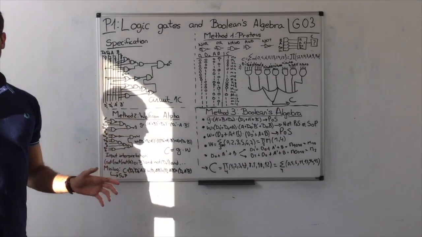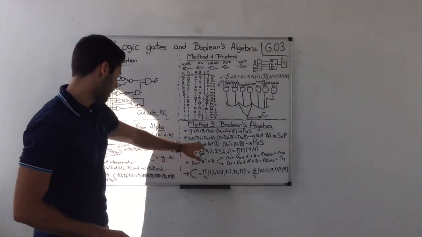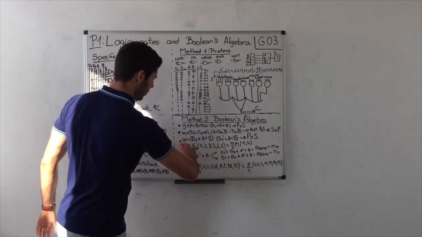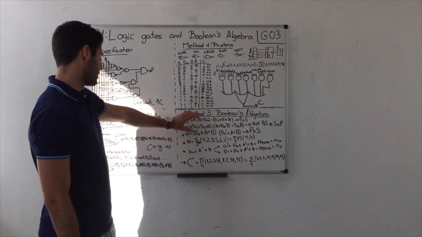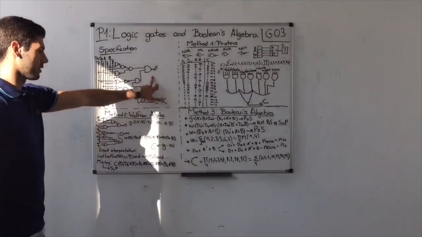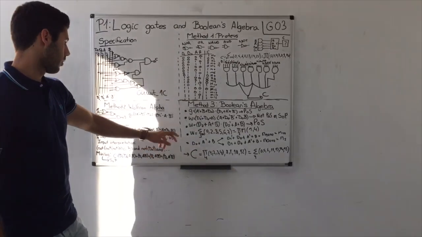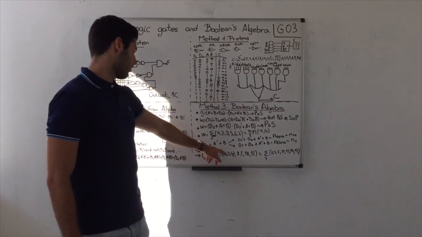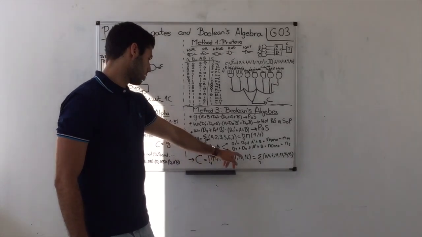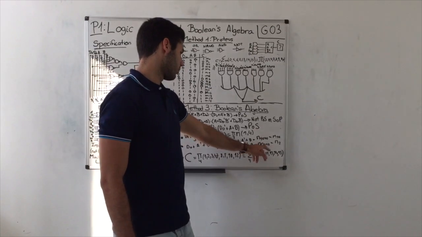Now, once we have all this, we're going to combine it. This simplified equation, as we see here, is a product of sums of the W. We're going to combine it with the G, and we're going to obtain the final output of the circuit, the C. As we see here, the final output of the C is a product of the terms 1, 2, 3, 4, 7, 8, 9, 10, 12, or a sum of 0, 5, 6, 11, 13, 14, and 15.